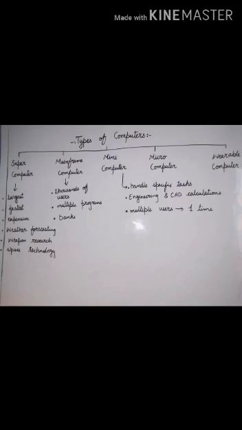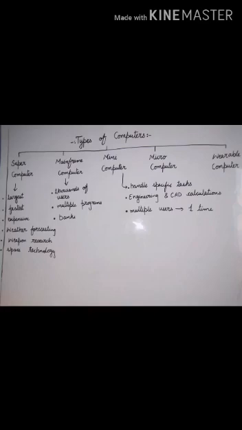Mainframe computers. Mainframe computers can support thousands of users and multiple programs at the same time. Qualified operators and programmers are required to operate them. They are used in research organizations, banks, and government organizations. Mini computers. Mini computers were developed to handle specific tasks like engineering and CAD calculations. They support multiple users at one time and are suitable for medium-sized organizations.